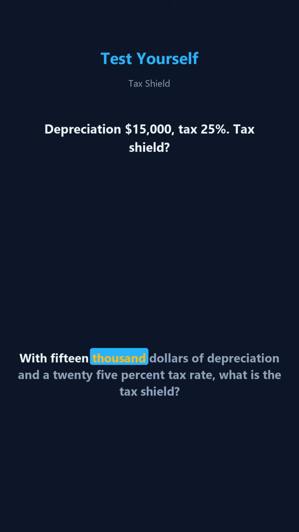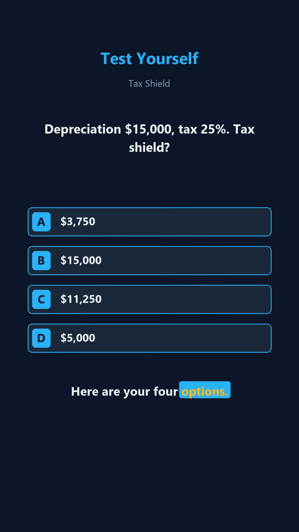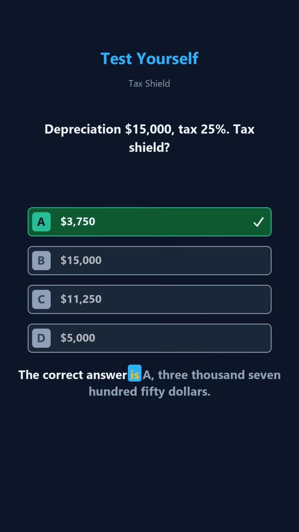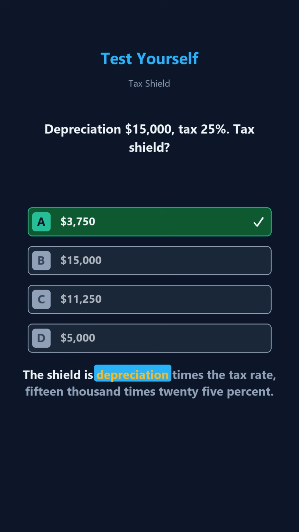Quick quiz, test yourself. With $15,000 of depreciation and a 25% tax rate, what is the tax shield? Here are your 4 options. Pause the video and solve it now. The correct answer is A, $3,750. The shield is depreciation times the tax rate, 15,000 times 25%.